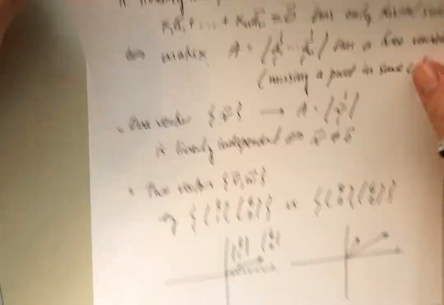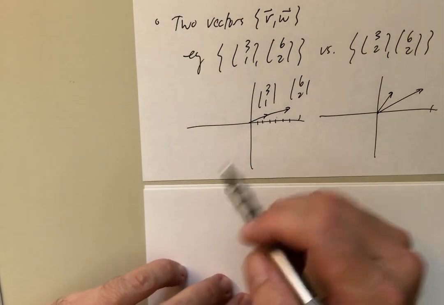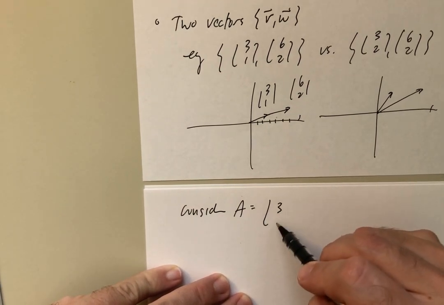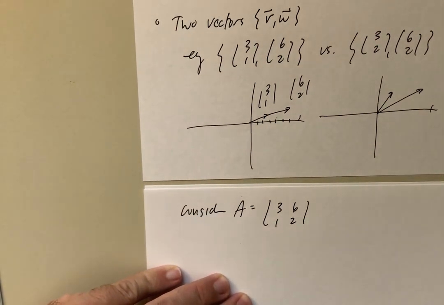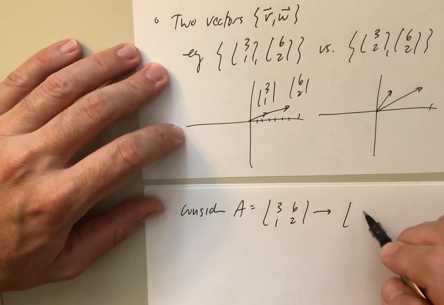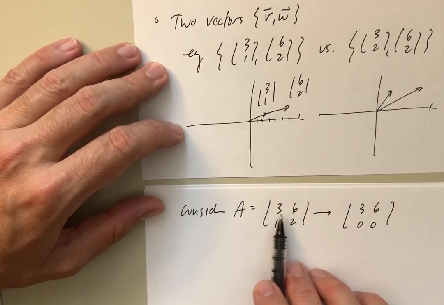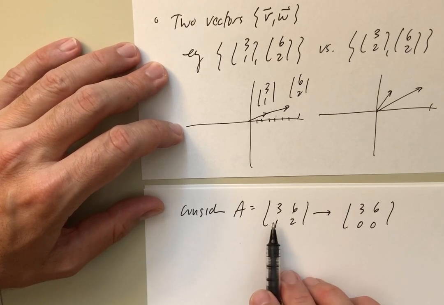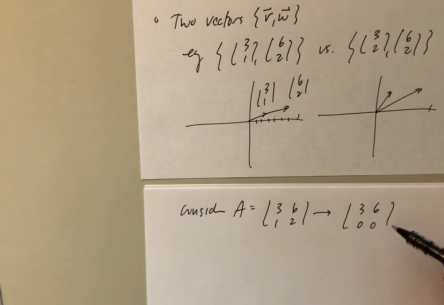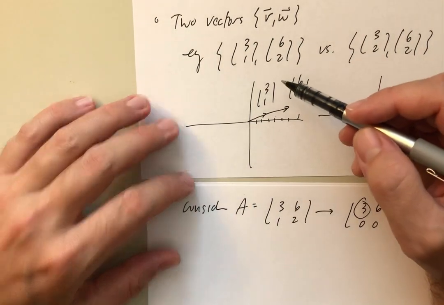Now notice what happens when we do the parallel collection. I'm going to do the usual thing and consider the matrix A with columns (3, 1) and (6, 2). So that's the matrix I get for the first collection of two vectors. This reduces to 3, 6, 0, 0, because the second row is just 1/3 times the first row. So when I clear below the pivot, I get this. This is missing a pivot in the second column. There's only one pivot, in the first column, and so this is a linearly dependent set.